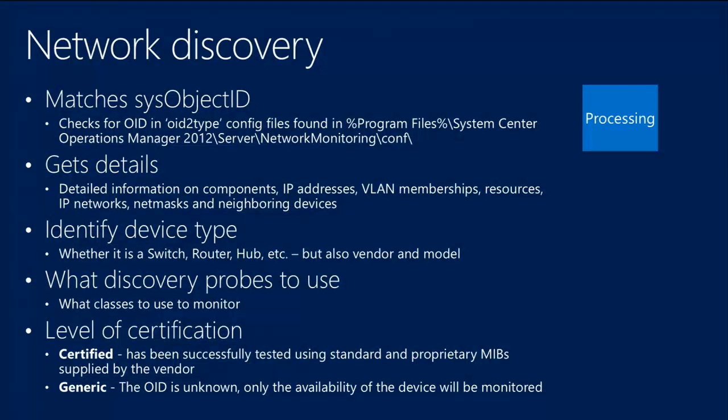Now, if it matches, it will be a fully discovered device and we'll get details like we just talked about: the IP addresses, the physical parts, the neighboring devices, et cetera. Then we'll identify the device type, whether it's a router, a switch, a hub, a bridge, but also the vendor and the model, and also what probes to use. So for this Cisco model, I might need to look at some core component and apply this monitor, while for an HP switch it might be something else. So it starts understanding which monitors and rules we will be applying from Operations Manager.